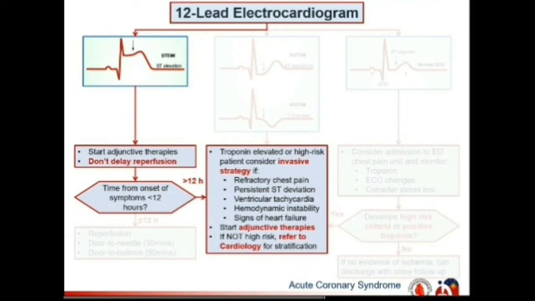What do you do if the patients with ST elevation ACS present at the ER more than 12 hours from the onset of chest pain? We consider invasive strategy if the patient has refractory chest pain, persistent or dynamic ECG changes, ventricular tachycardia, hemodynamic instability, or signs of heart failure. Adjunctive therapy should also be started, and if there is difficulty in risk stratification, the patient should be referred to cardiology service for further expert management.